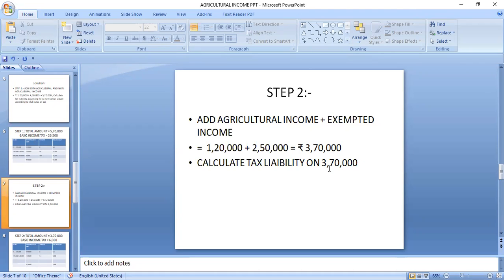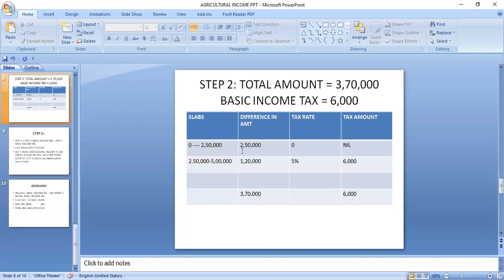You have to calculate tax liability on 3.7 lakhs using slab rate of tax tables. Now, we'll follow the same procedure: 0 to 2.5 is nil, the difference is 2.5. And this 3,70,000 comes in the second category, that's 2.5 to 5. Out of 3.7, 2.5 is reduced. I'll annotate here.